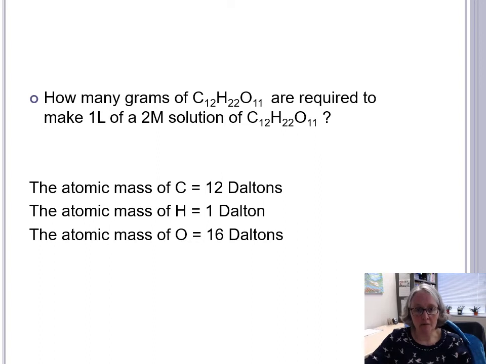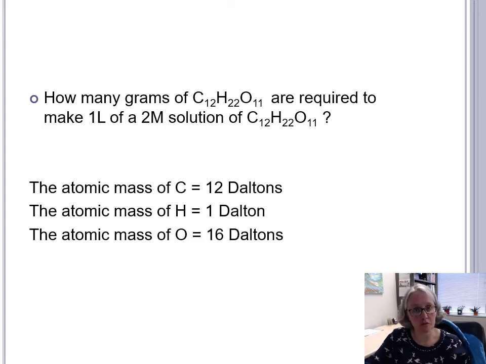How many grams of C12H22O11 are required to make 1 liter of a 2 molar solution of that molecule? In these questions, I will always provide you some information. You're not going to need to memorize this. I will tell you how much each of those atoms weighs. So the atomic mass of carbon is 12 daltons. That's how much 1 carbon weighs. The atomic mass of hydrogen is 1 dalton. And the atomic mass of oxygen is 16 daltons.